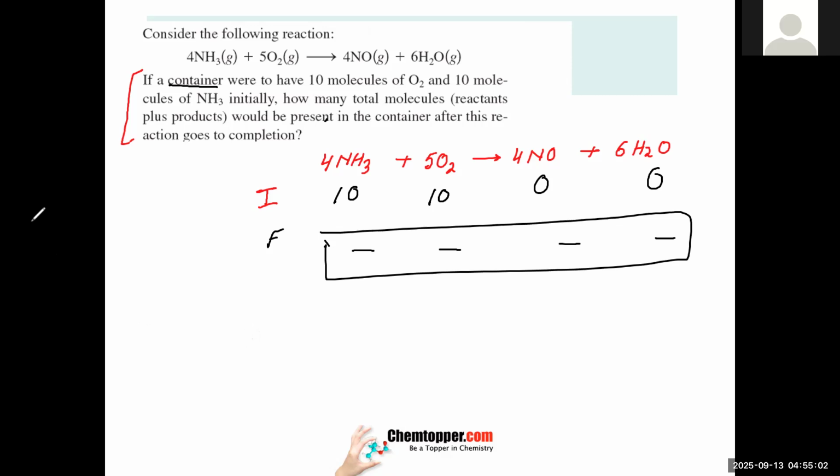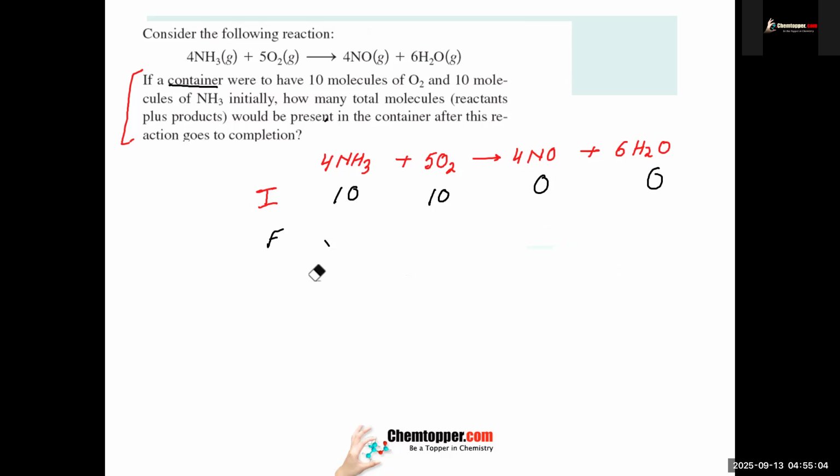So it's a limiting reactant question, right? Okay. So how to decide the limiting reactant? Which method do you want to follow? Reactant 1 to reactant 2, or reactant 1, reactant 2 to product 1? Pick your choice. Reactant 1 to reactant 2. Okay, let's do that.